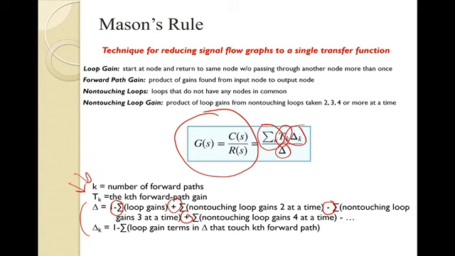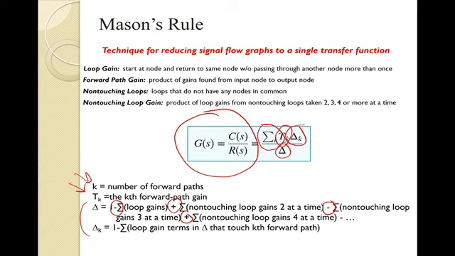So again, my guess is you're maybe just a little bit fuzzy or a little confused with some of these definitions. We have an example on the next slide that'll hopefully make this a lot clearer. And then finally, our delta sub k is going to be 1 minus all of the loop gain terms associated with delta that touch the kth forward path.